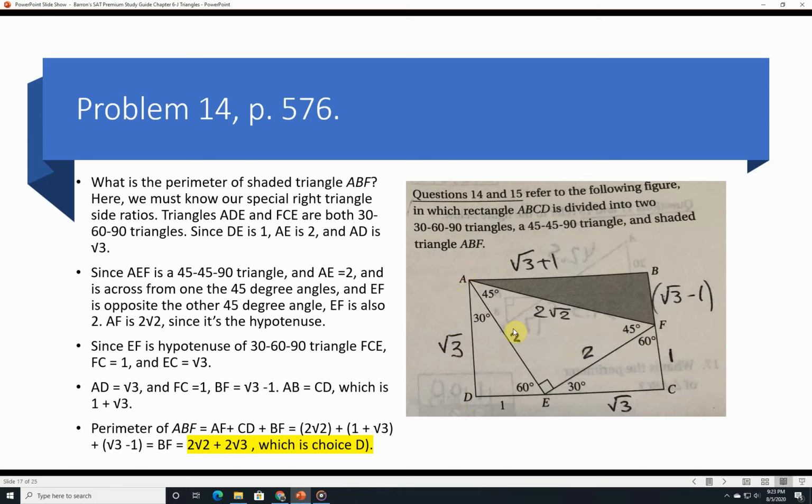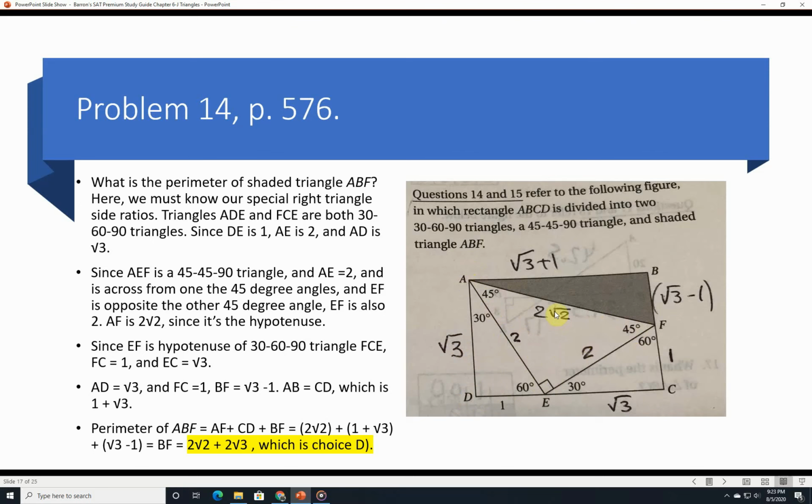So once you know that, then you can say, okay, this is 2. Hey, that's across from a 45-degree angle here. This is 2. That's also across from a 45. Oh, I get it. This is 45, 45, 90. And they even gave you a little box to let you know that. So I know if this is 2, this is also 2.